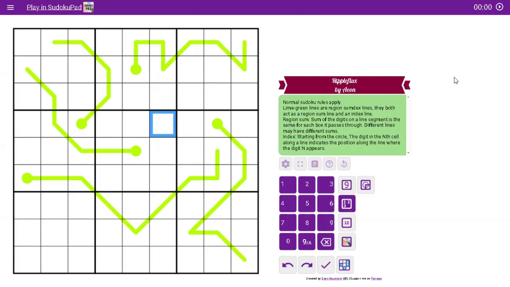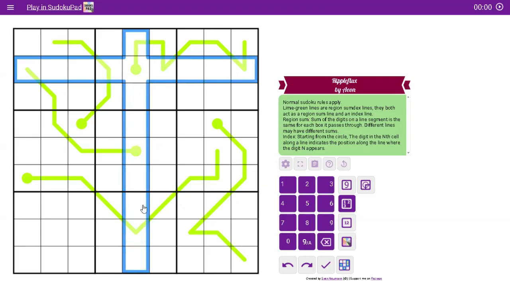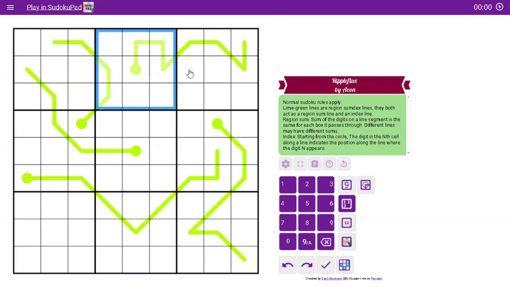Alright, here's the rule set. Normal Sudoku rules apply, i.e. place the digits 1 to 9 once each in every row, every column, and every 3x3 box. Lime green lines are region sum dex lines. They both act as a region sum line and an index line. Region sum: the sums of the digits on a line segment is the same for each box it passes through. Different lines may have different sums.